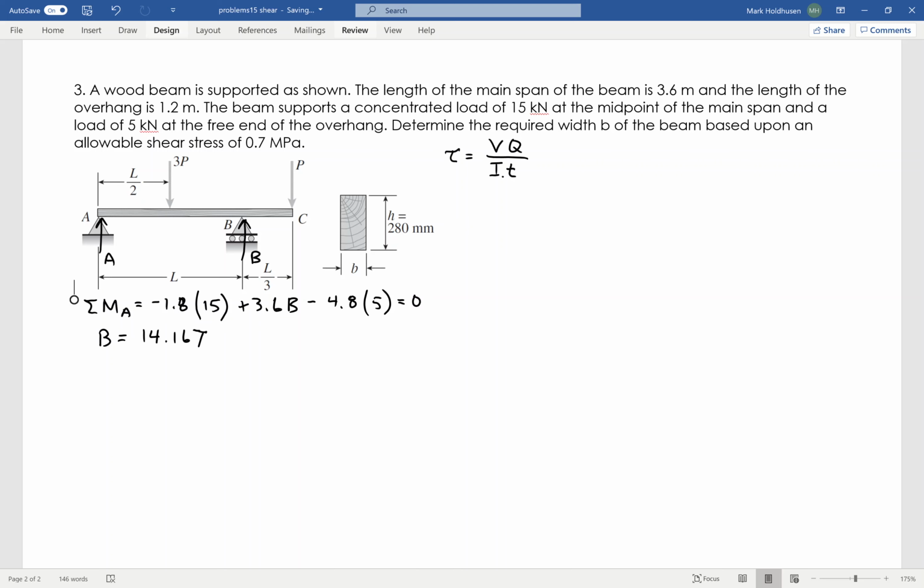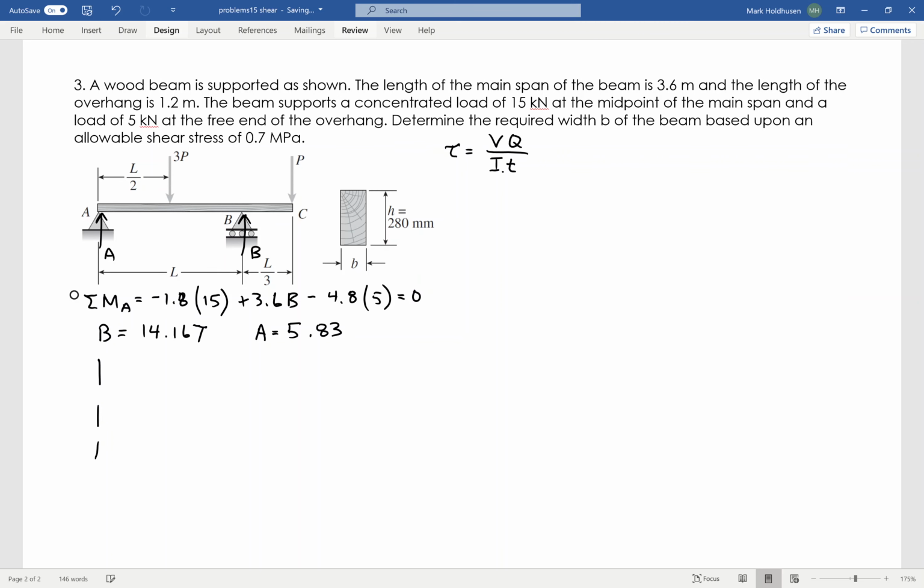Okay, now I've got 20 going down. That means I have to have 20 going up. Therefore, A equals 5.83. Okay, so if I draw my shear diagram, it looks something like this. That's V. This will be X. Again, I start at 5.83.